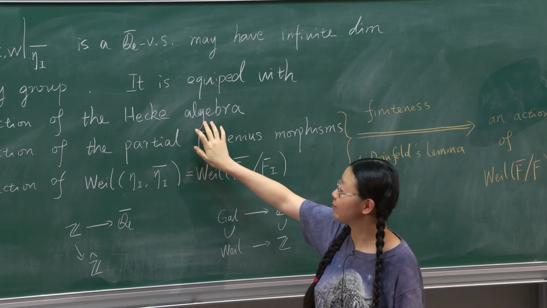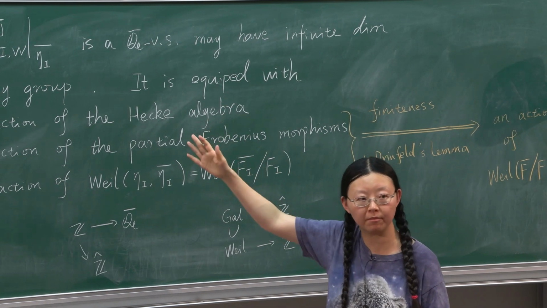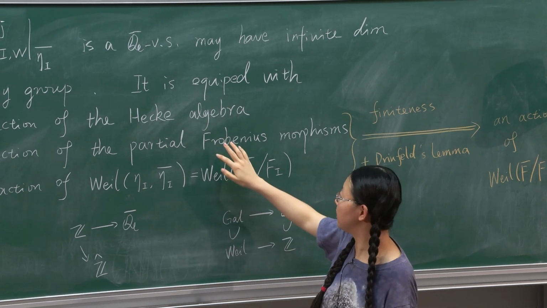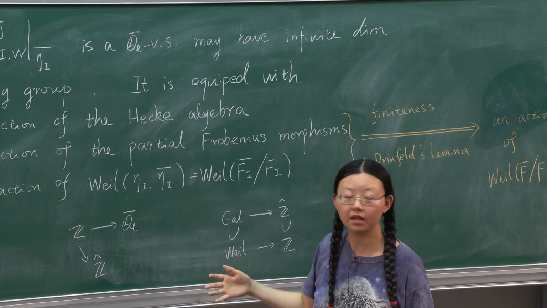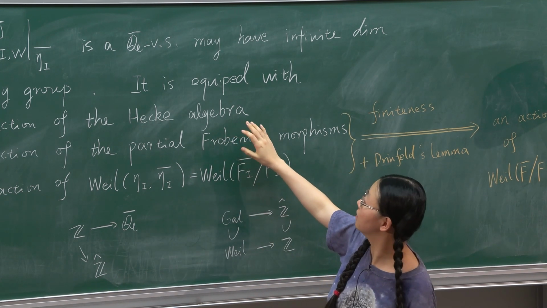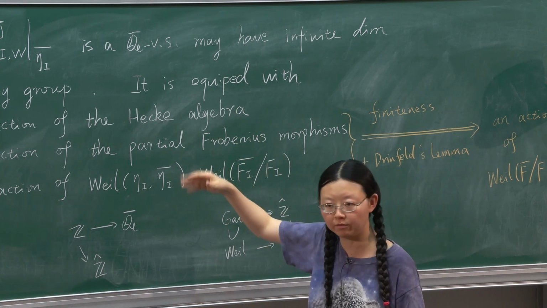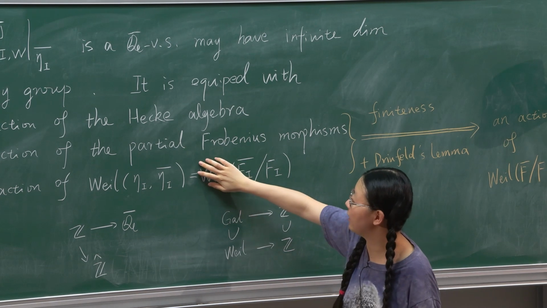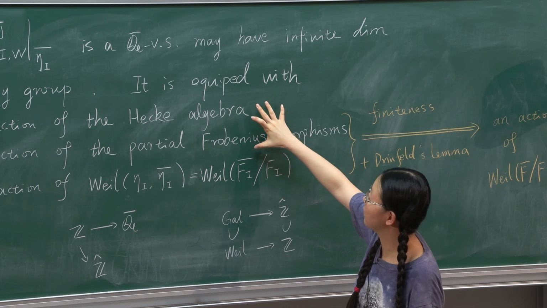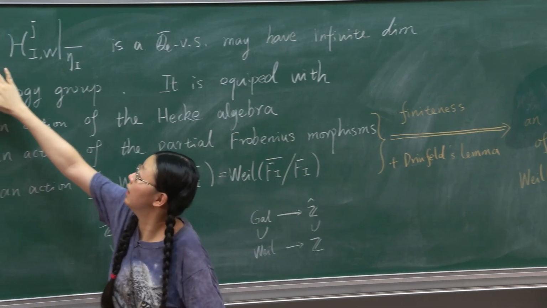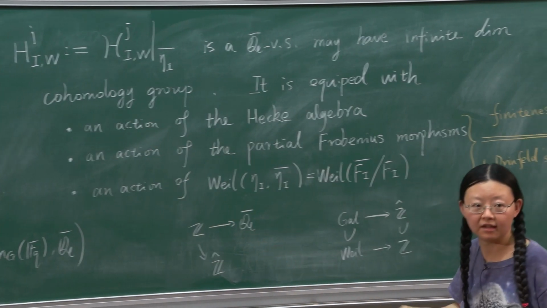Unfortunately, the Hecke algebra doesn't fix the smaller than mu piece. It sends H smaller than mu to bigger things, and the partial Frobenius morphism doesn't fix smaller than mu neither. It sends H smaller than mu to H smaller than mu prime for mu prime bigger. Only this one acts on each smaller than mu piece. So it's really this group that has these two actions, not the H smaller than mu one.